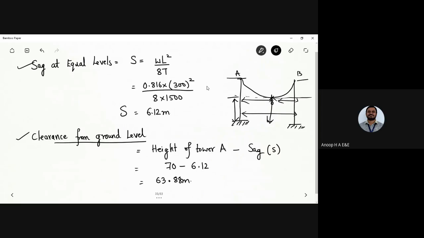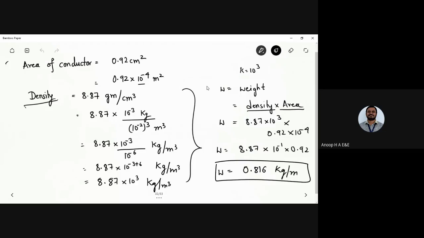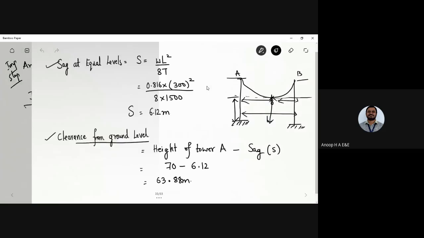So sag at equal levels and clearance from the ground level is to be carried out. This is the important step here, what I've written: converting from the normal units to the standard units. All the answers must be in standard units. That's what you need to keep in mind.